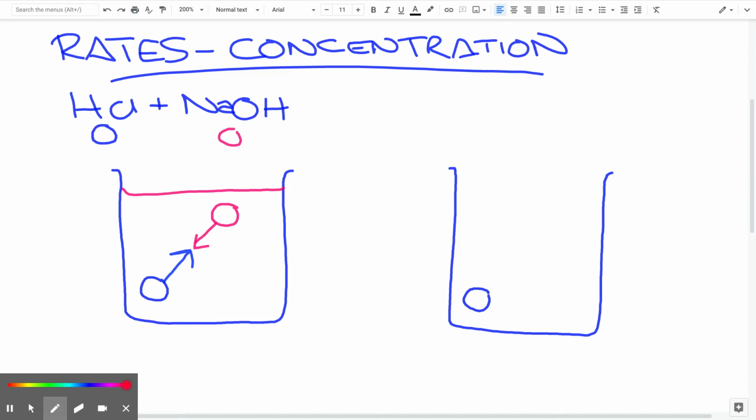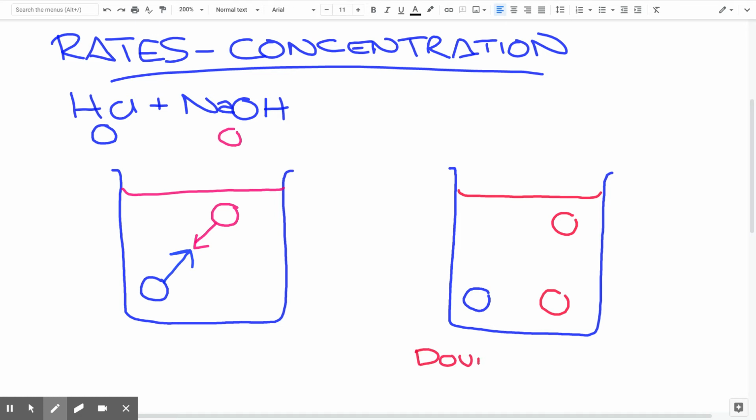If we then do the same diagram, but this time just change the concentration of the sodium hydroxide, in this case we can increase it. In this case, we can actually double the concentration. In surface area, it's not impossible, but it's quite difficult to control the surface area of a solid, especially if you're using a powder or an irregularly shaped piece of marble chip, for example.